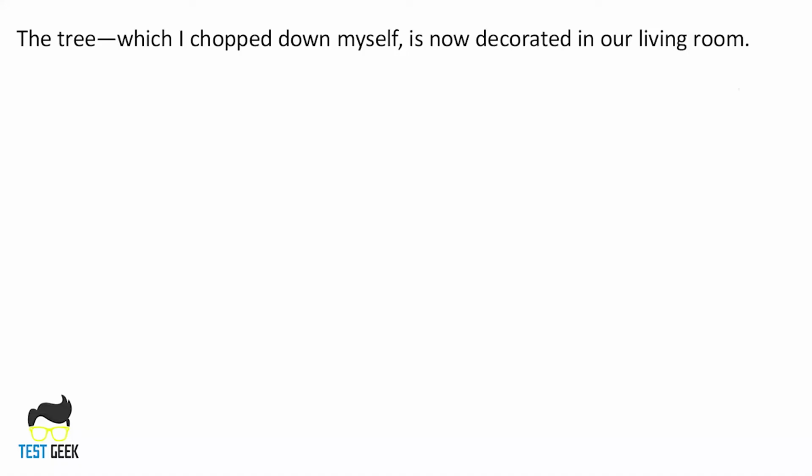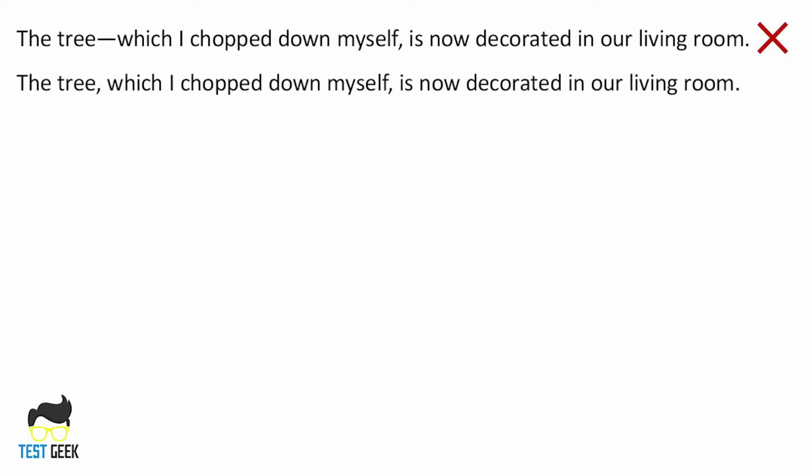The tree, which I chopped down myself, is now decorated in our living room. Okay, so does this look right to you or wrong? We have one M dash and we have one comma. So that's going to be wrong. We have to use matching punctuation. So let's correct this. We could say the tree, comma, which I chopped down myself, comma, is now decorated in our living room. Alternatively, we could use two dashes here instead of two commas.